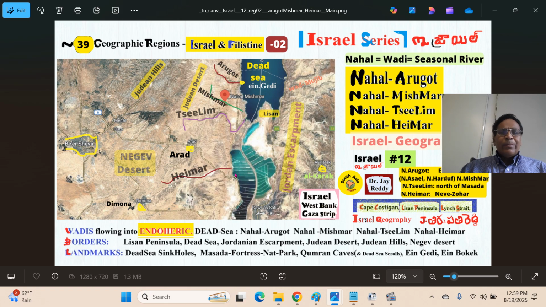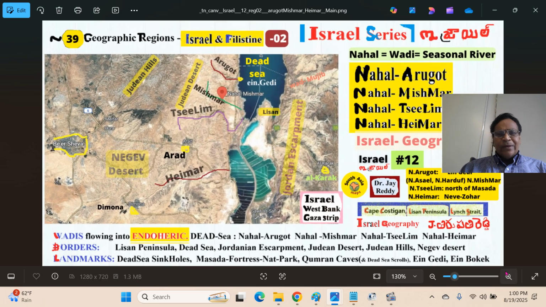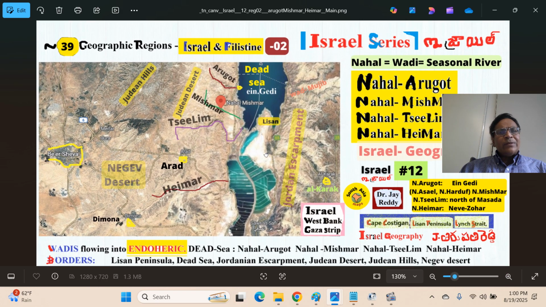So you have to remember. So Heimar, Arad, Tseelim. This is the Judean hills. This is the West Bank region, Palestine region, and Hebron is the popular urban center in this area. And further north is Bethlehem, and further north is Jerusalem, the historic Jewish city, Jerusalem.